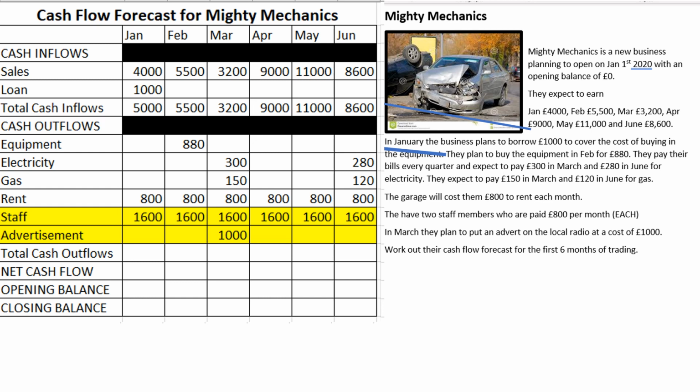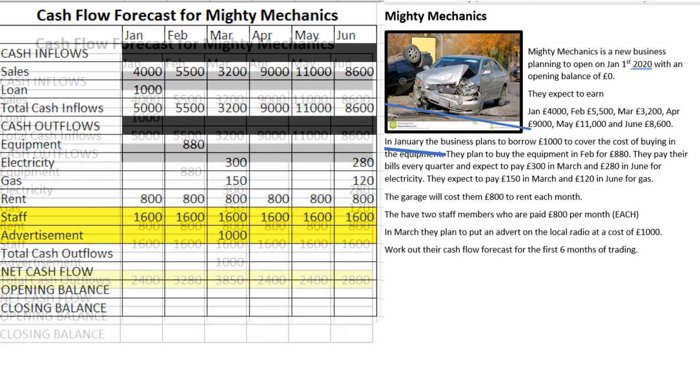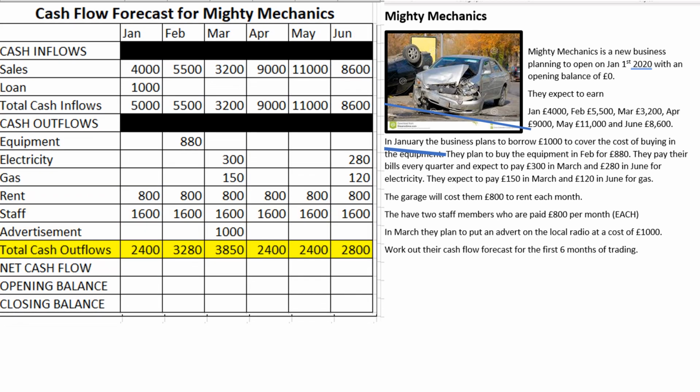So we now have put in all our cash outflows and we can total them up just by adding them all up. So the cash outflow in January is 800 plus 1,600, which is 2,400, etc. So here are the answers. So we've now worked out our cash inflows and our cash outflows, and it's time to fill in the last three rows of our cash flow.